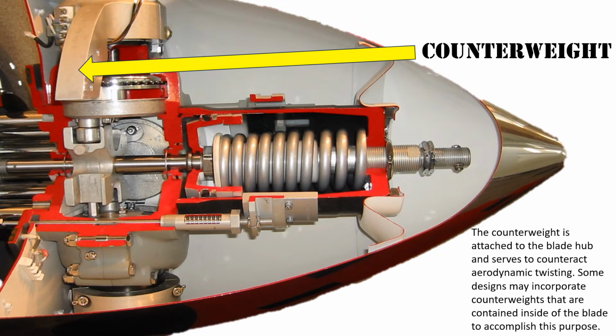This is a cutaway that Hartzell has produced and is available for viewing in their factory. However, other manufacturers have very similar designs. The counterweight is attached to the blade hub and serves to counteract aerodynamic twisting. Some designs may incorporate counterweights that are contained inside of the blade to accomplish this same purpose.